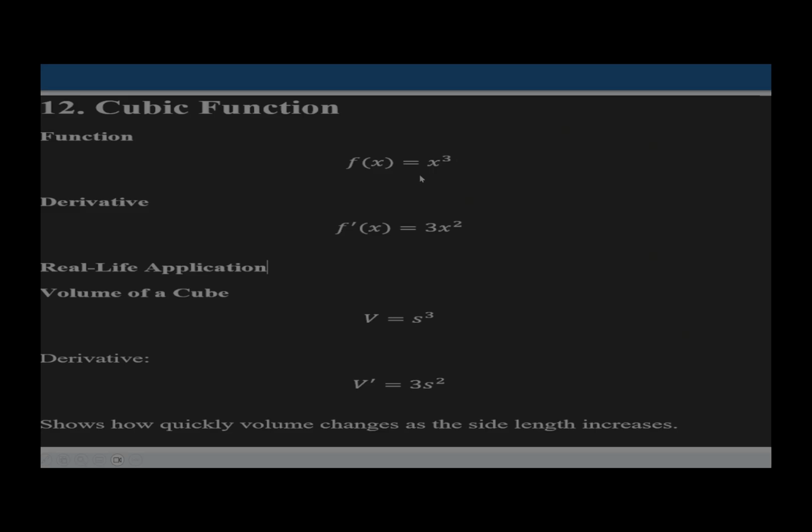Okay, cubic function. We look at f(x) equals x cubed, the cubic function. The derivative will be 3x squared. That means for x to the power n, the derivative is n x to the n minus 1: we bring n down, and the power is reduced by 1. So 3x squared. Real life application: volume of a cube, V equals x cubed. The derivative becomes 3x squared. So it shows how quickly the volume changes as the side length increases.